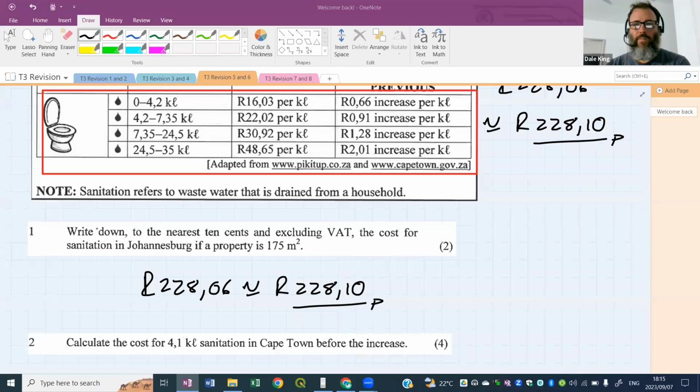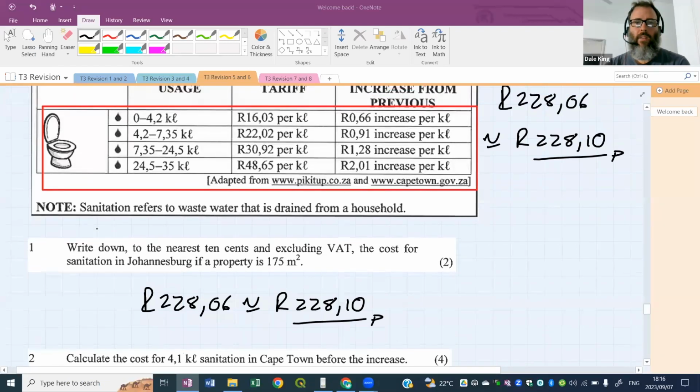I think we need to find the difference between 7.35 kilometers. I think we need to subtract 7.35 kilometers minus 4.2 kiloliters. Okay, and then what are you going to do with that? And then you need to multiply it by... What are the tariffs there? You need to multiply it by 16.03. I'm not sure.